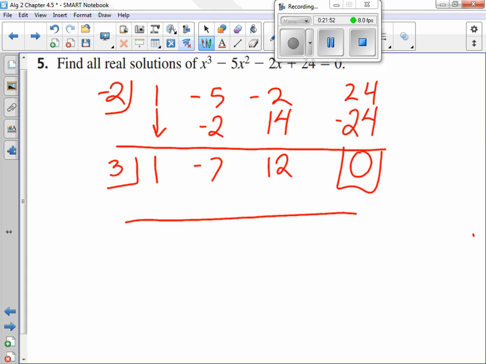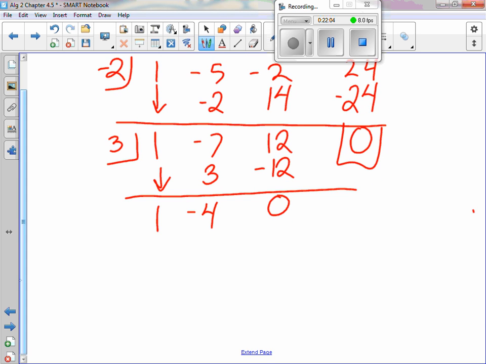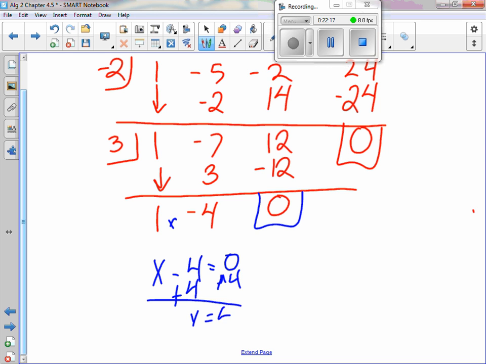Then we can do it with 3. 1 times 3 is 3. -7 plus 3 is -4. 3 times -4 would be -12, which gives us 0. So I'm left with x minus 4 equals 0. Add 4, add 4. And that's it, because we don't have any other solutions that'll come from it. Okay?